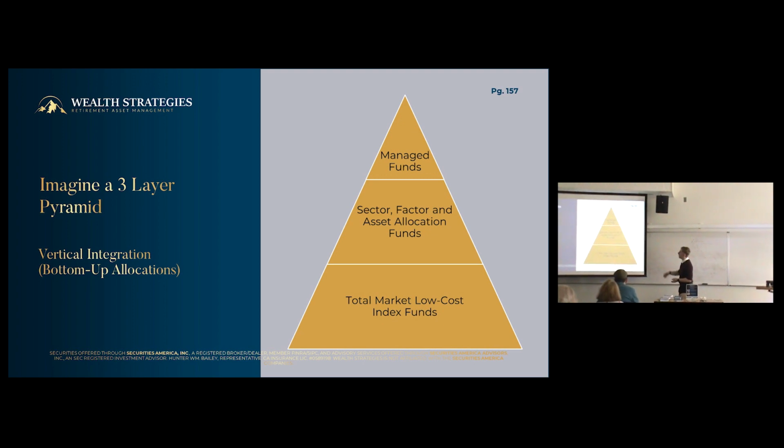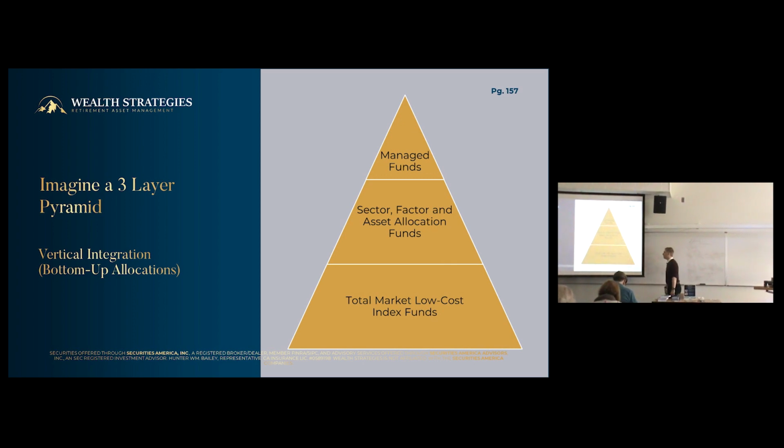Then as we get all the way up to the top, we start to use those actively managed funds, things that are really looking for growth, things where the fund managers are willing to take extra risk in order to generate that extra return. And again, as we move up, the positions get smaller, and as we start from the bottom, these are our biggest positions.